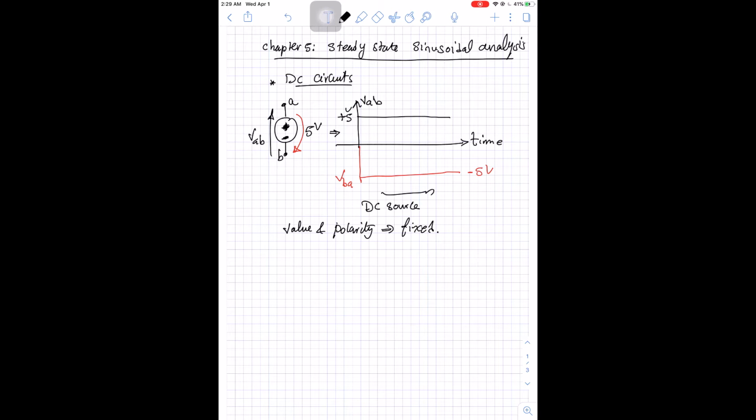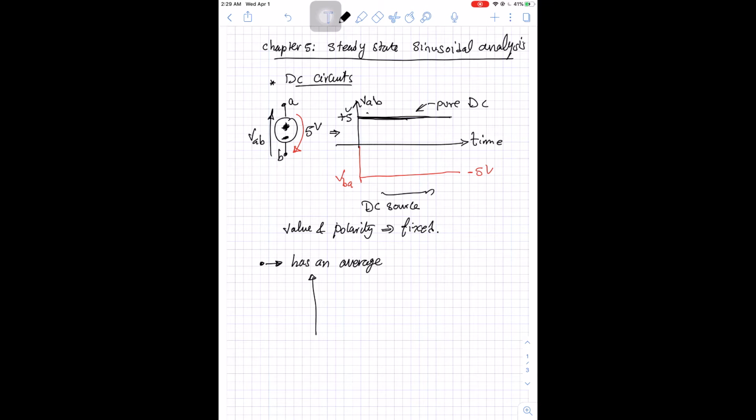But this is not the only DC. So if the DC is constant, we call this pure or ideal DC. However, there is another condition to say that the voltage you have is DC. So what is the condition? If the voltage you have has an average, we can call this DC.